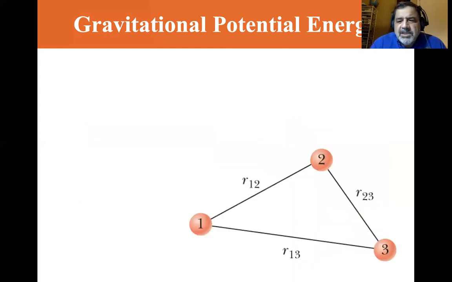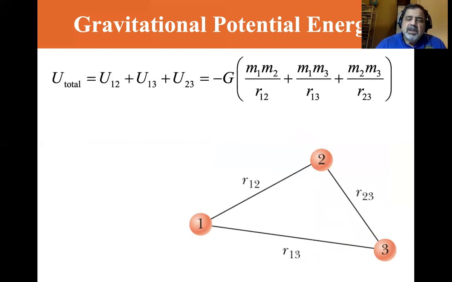And so if we have a system of 3 particles, 1, 2, and 3, separated by R12, R23, and R13, it's just a summation. You have the total potential energy: the potential energy of 1 to 2, plus the potential energy of 1 to 3, plus the potential energy of 2 to 3. And just using the distributive law, we pull out the minus G times M1 M2 divided by R12, plus M1 M3 divided by R13, plus M2 M3 divided by R23.